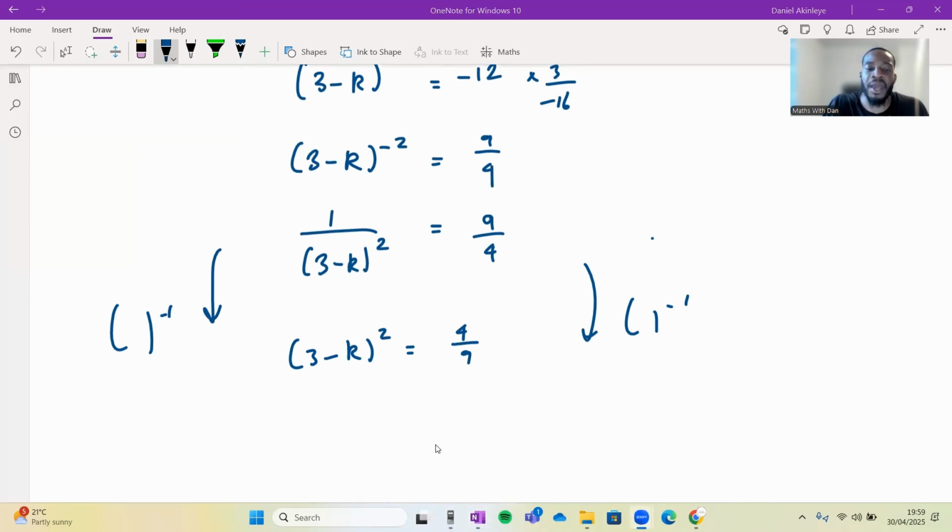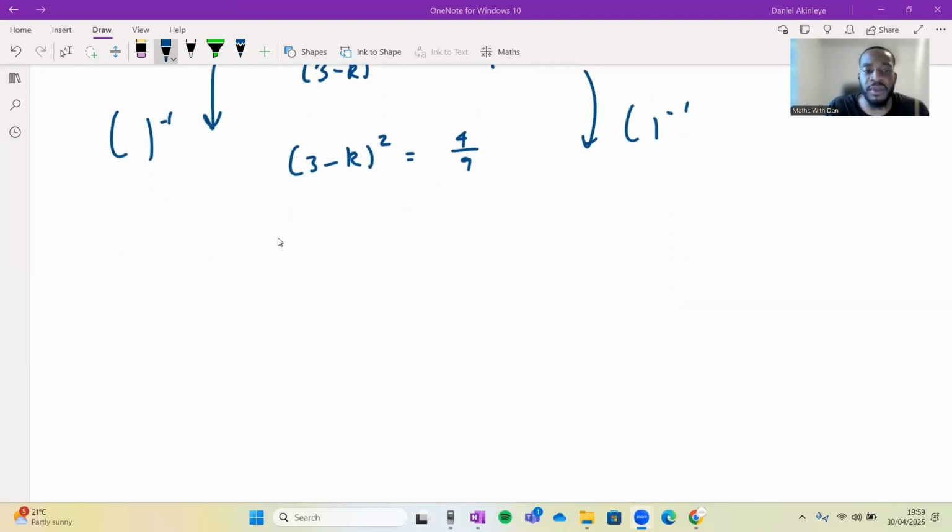Yeah, good stuff. And now we can just square root. So it's going to be 3 minus k is going to equal, remember, we're square rooting. So when we square root that, the square root of 4 is 2, the square root of 9 is 3, plus or minus. So with that being said, we need k.